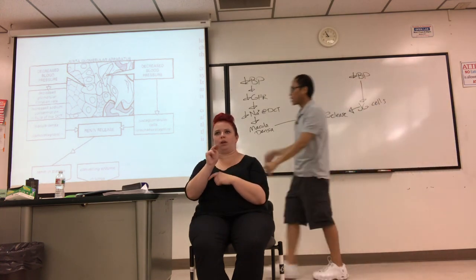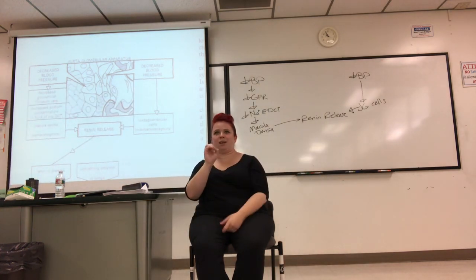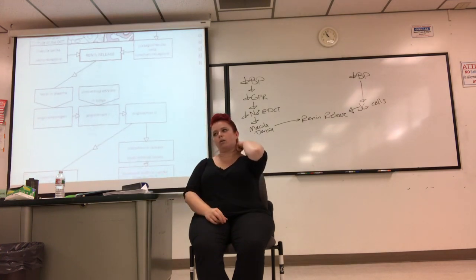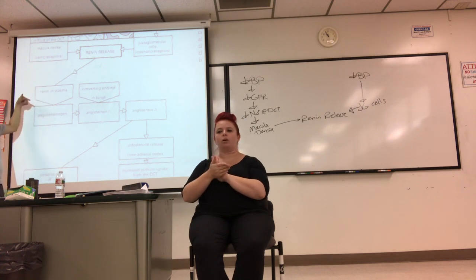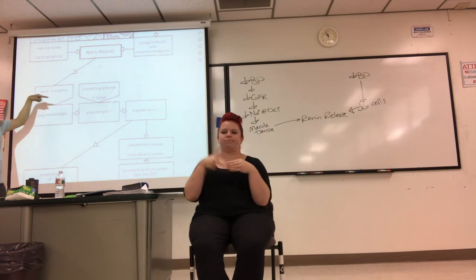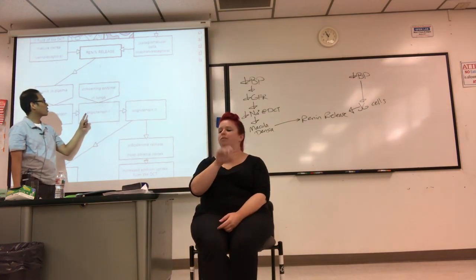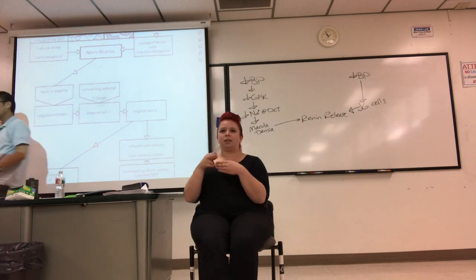If I were you, I'd go back and memorize the rest of the cascade if you need to review it. Renin basically is converted. Renin is a cleaver. It converts angiotensinogen into angiotensin 1. Now in the lung, there's ACE. ACE will convert it to angiotensin 2. Angiotensin 2 will do a couple of things.